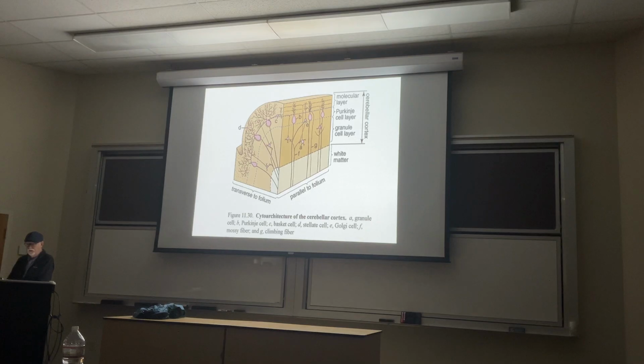Our next is the cerebellum. The cerebellum, we will ask you to know the layers because they're quite easy to differentiate. The gray matter, the cerebellar cortex, is subdivided into the molecular layer, the Purkinje cell layer and the granular cell layer. Deep to that is the white matter. We'll want you to know all of these 4 layers, but they're quite easy to differentiate.